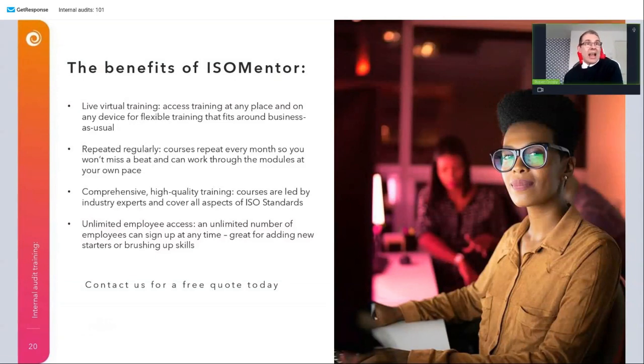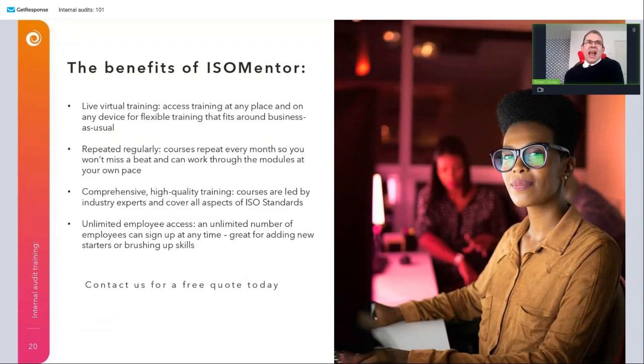Some of the benefits of ISO Mentor: it is live. You can access it at several points, and you can register many employees on that for the same cost. You're not paying any more than your initial fee. The courses are repeated regularly, so if you miss it on a Monday, you can have a look on the calendar. Oh, I can see that there's another one there that repeats. You may just want to look at certain elements, so you can pick and choose the elements that you want to do and what order you want to do it in. It is of high quality, and it's delivered by an expert.